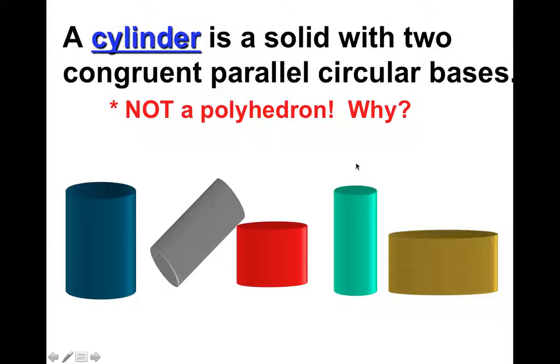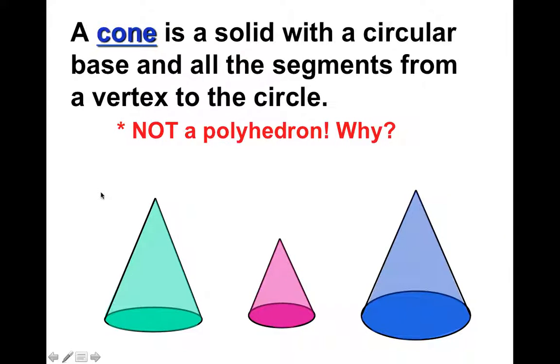Alright, a cylinder is a solid with two congruent parallel circular bases. So this one is very similar to a prism because it has two congruent bases, but it's not a polyhedron like a prism because its bases are not polygons. Then there's a cone, which is more similar to a pyramid, not a prism, because it has one base. But it is not a polyhedron because that base is not a polygon.